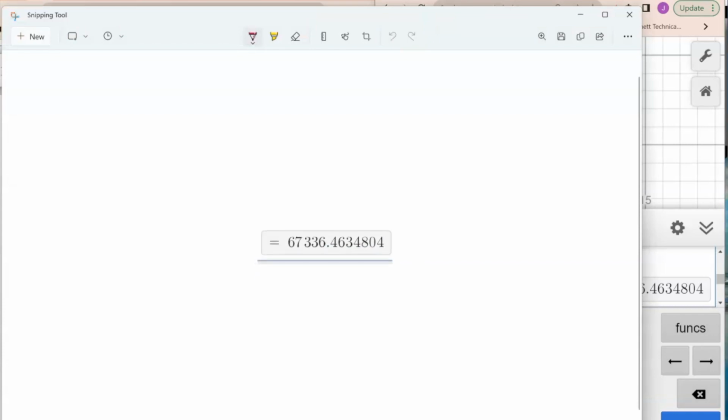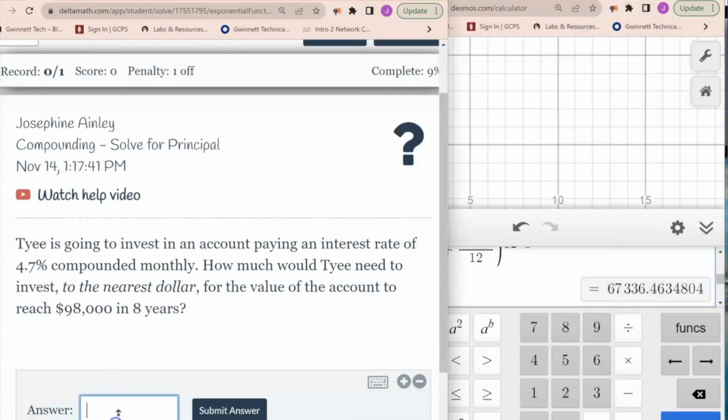Nearest dollar means no cents at all, right? So this is my cutoff point. All right, there's as many dollars as I have. I look at this number here, 5 and above, add 1 more, 4 and below, just ignore. So this is 4 and below, so you're just going to ignore. So the answer is 67,336.